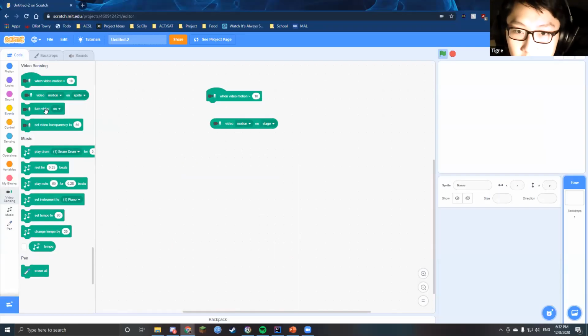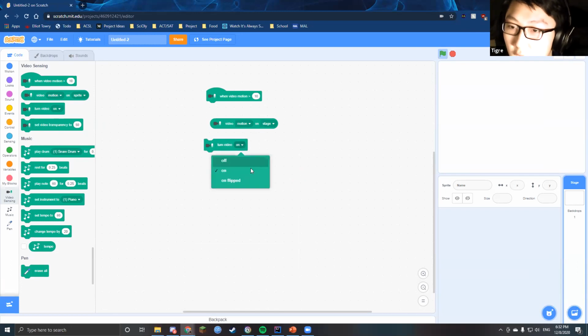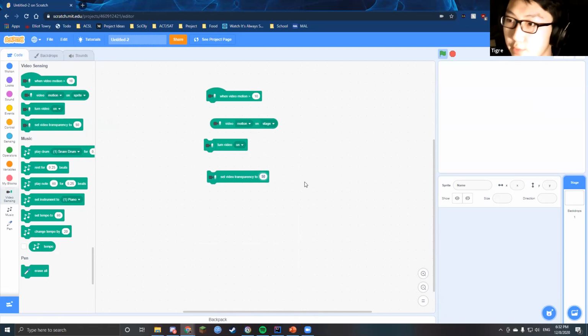And the third block is a block that allows you to turn the camera on and off. So if you want to display that camera on this right side of the screen over here, you can turn that on or off. And the fourth block is one that allows you to change the video transparency, which is how much you can see through the background or the sprites, how much you can see your face through all of that. And 100 means you can't see it at all, and 0 means that you can see it completely.